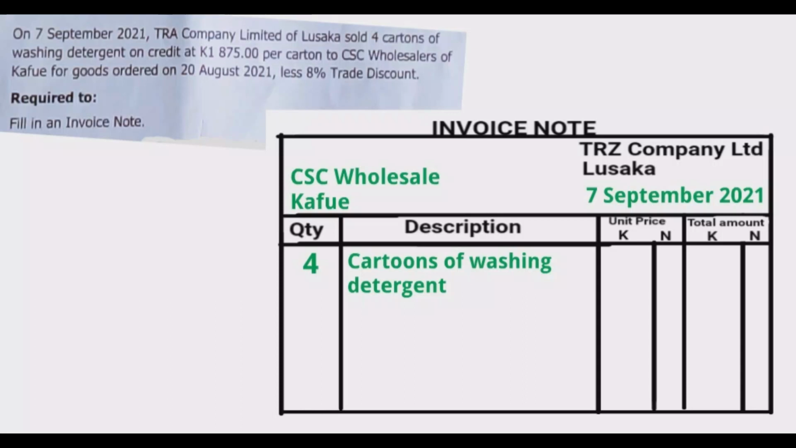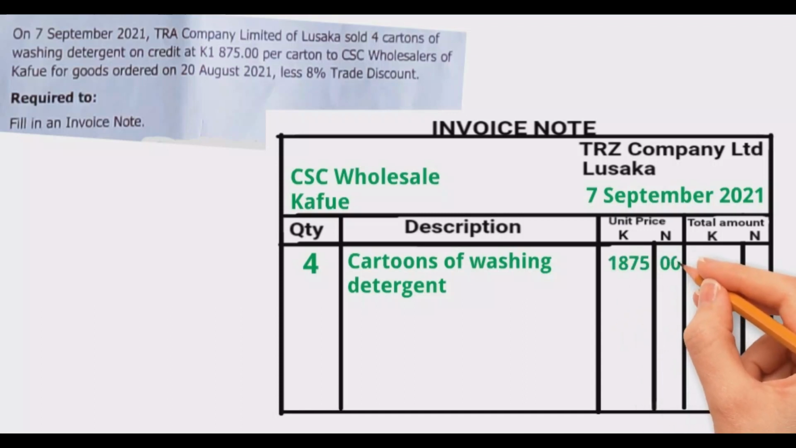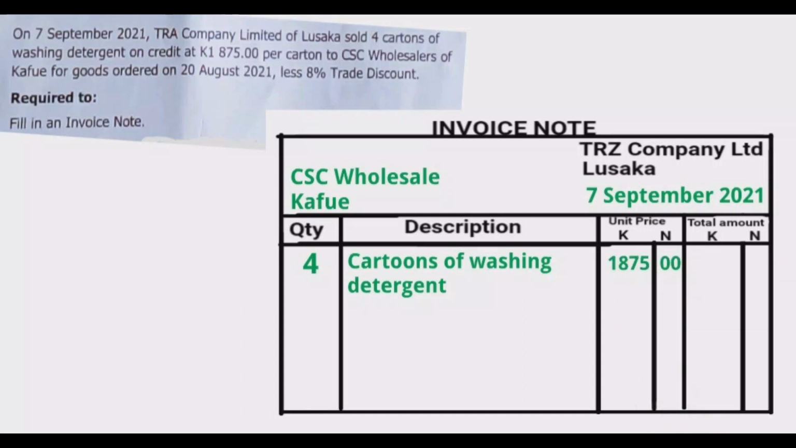Okay, once I've done that, then we come here on unit price. How much is 1? We are told it's 1,875 kwacha. In the ngwee section we put 00. Then once we do now total amount, so we multiply 4 times 1,875 kwacha, which should give us 7,500. On ngwee it will be 00.